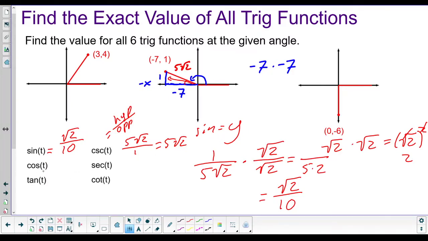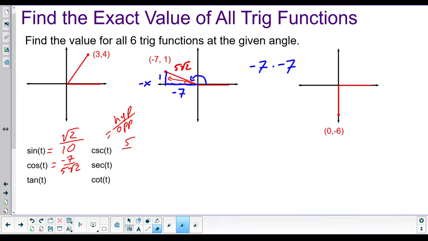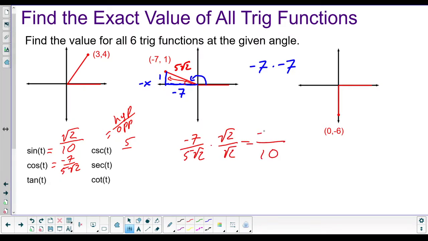Cosine, our x here, our adjacent side is negative 7 over 5 radical 2. So we're going to have to rationalize that. I'm out of room. Okay, so we have negative 7 over 5 radical 2. Multiply the top and bottom by radical 2. The bottom becomes 10. We already saw that. And then we just get negative 7 radical 2. So that's how we're going to write our answer.